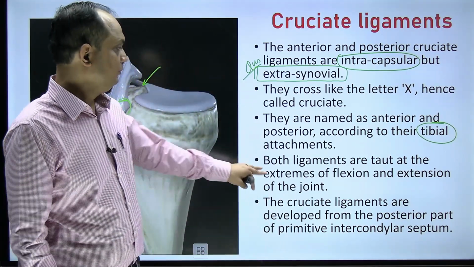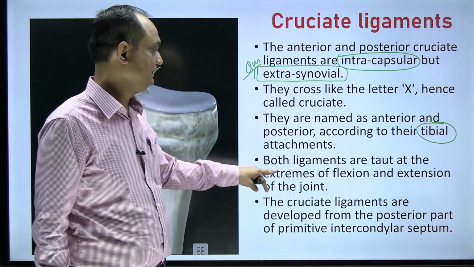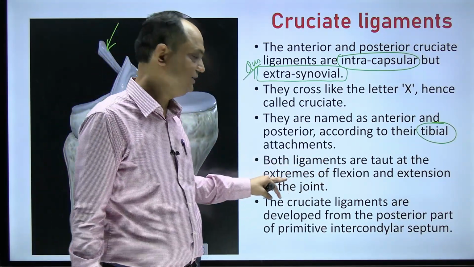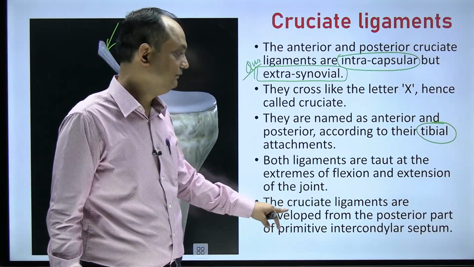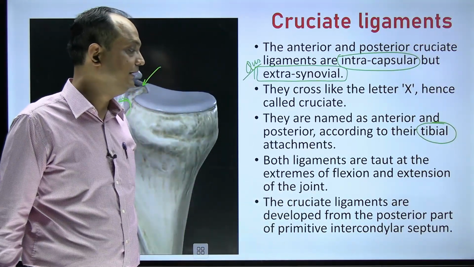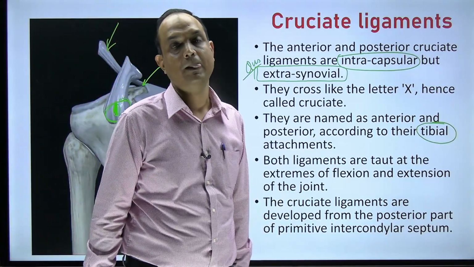Clear? Both ligaments are taut at the extreme flexion and extension of the joint, that we will see in the coming slide. The cruciate ligaments are developed from the posterior part of the primitive intercondylar septum. What does it mean?